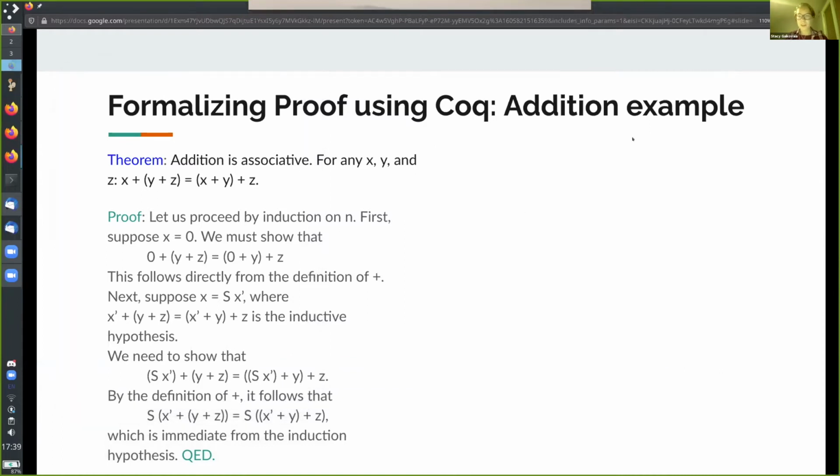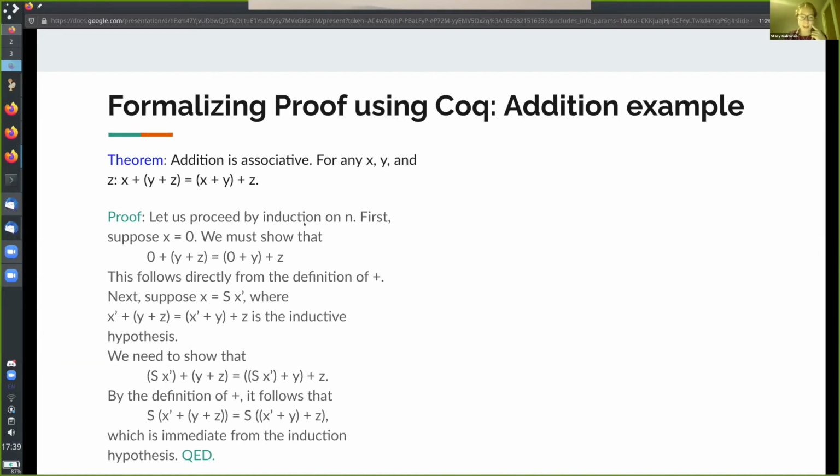Thanks, Neil. So let's do a slightly more complicated example, and let's start by doing it informally. So we know that addition is associative. Stated as a theorem, we could say, for any x, y, and z natural numbers, x plus (y plus z) is equal to (x plus y) plus z. And if you are going to be overly pedantic or very detail-oriented and thorough, here's one potential proof that you could do of this statement.